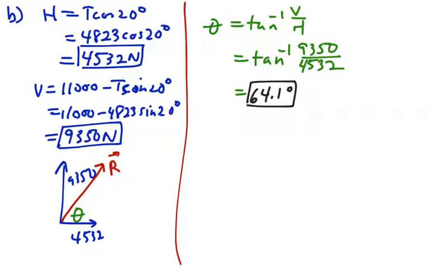So even though the beam is at a 60-degree angle, this resultant force is coming up above the beam at a 64.1 degree angle. And that's because the beam has weight. So that's our answer. That's for part C. That is the angle of the resultant force at the base of the rod, 64.1 degrees.